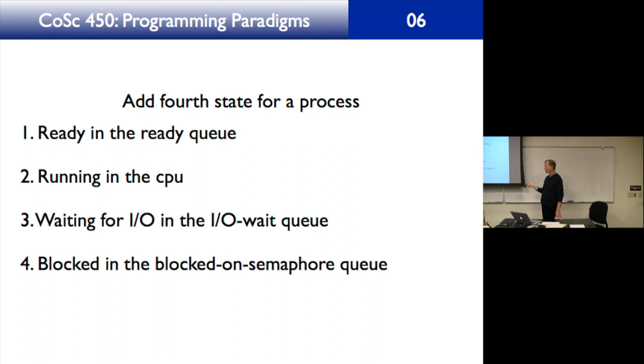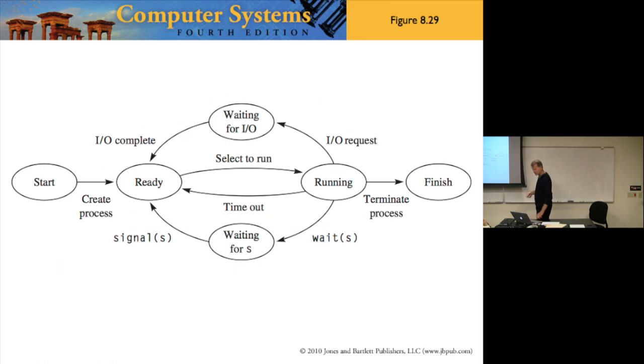And that semaphore queue, whenever the process suspends itself so that another concurrent process can take over, it puts itself in the blocked on semaphore queue. Now, so here's the picture. Do you see what we've done here? We have added an extra queue here. So when we're running, not only can we time out and go back to the ready queue, not only can we request I.O. and go to the waiting for I.O. queue, we can also execute a what? A wait statement.